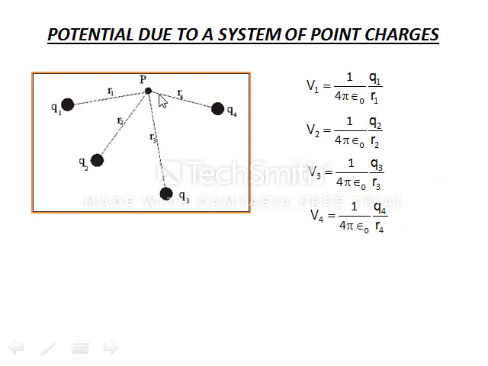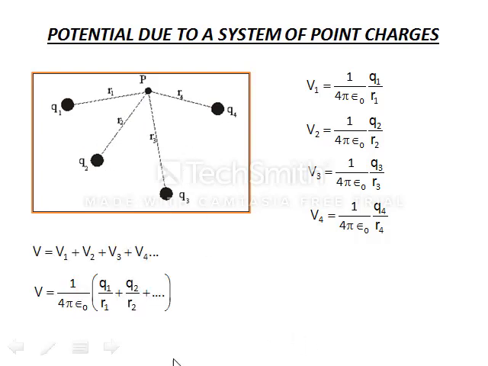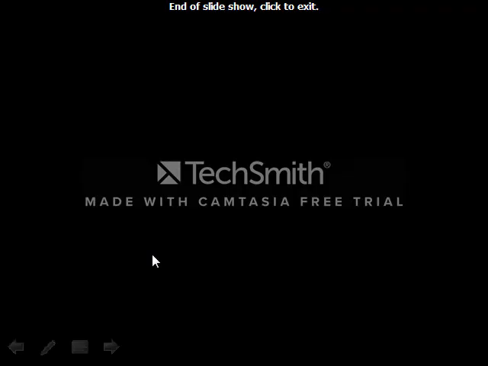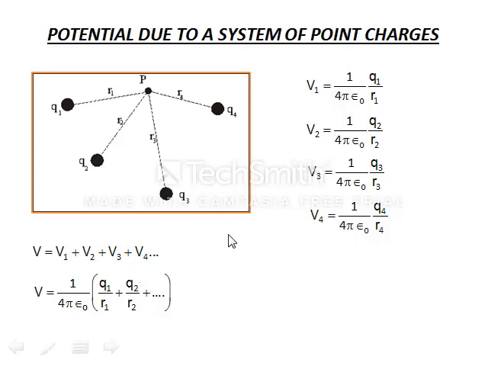Now, the net potential at point P will be the sum of potential due to all these. Means V at P will be V1 plus V2 plus V3 plus V4 and so on. This would be the result. So in case we have a large number of charges, the potential can be found by adding up the contribution of each charge. So this is the whole of calculation of potential due to a point charge.